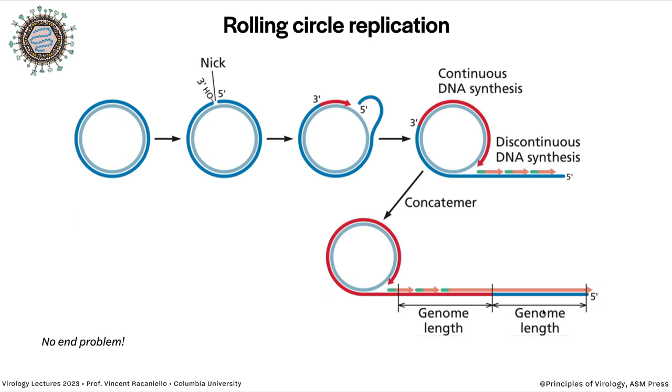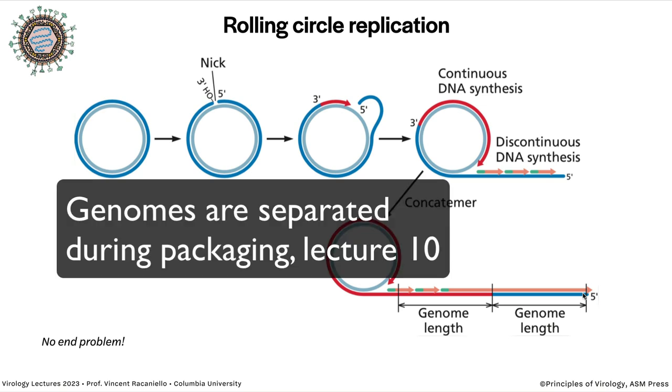So all the red and the blue, they're all plus strand, and discontinuous synthesis occurs on them, again, by synthesizing short RNA primers followed by synthesis of DNA. Eventually, the RNA primers are removed, the gaps are filled in, and you have a single strand of DNA, complementary DNA. So there's no end problem here because there's no end. We're using a circle as the template.